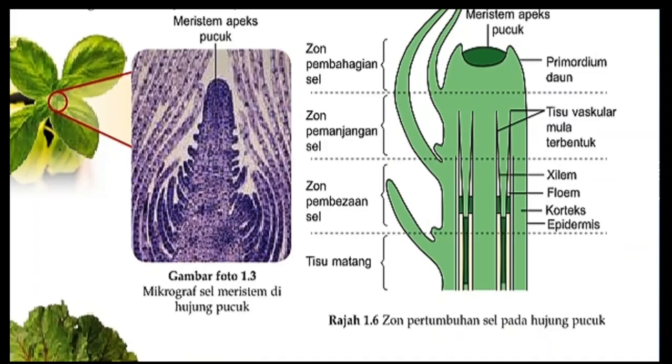Okay, so this one is more clear. Zone of cell division, zone of cell elongation, zone of cell differentiation, mature tissue. This one is apical meristem, shoot apical meristem, shoot primordium. So here the vascular tissue starts to form, and here is xylem, phloem, the cortex, and the epidermis.